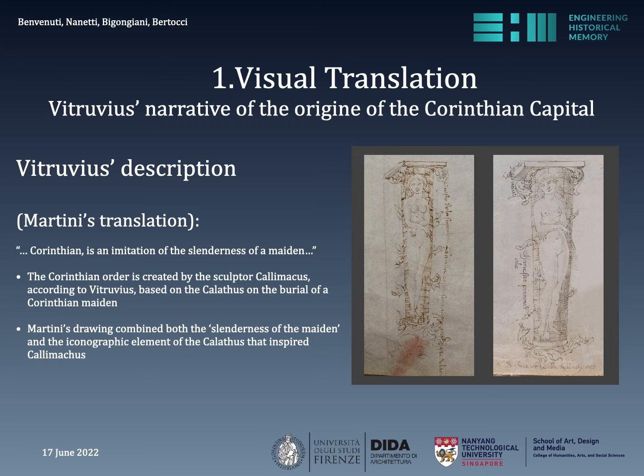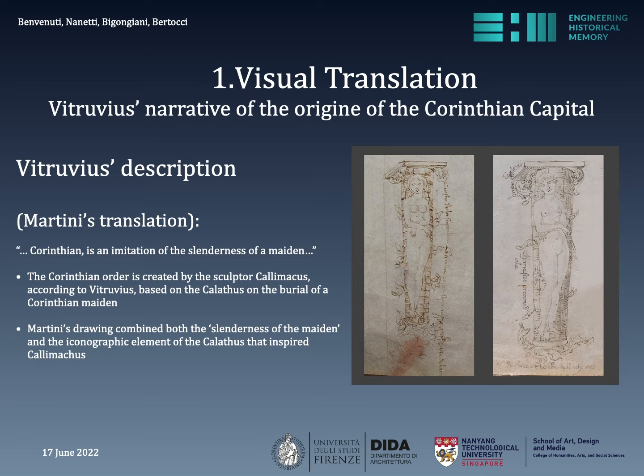Based on Martini's text, the Corinthian order is an imitation of the slenderness of a maiden. The lady's figure depicts the column in the drawings, and the lady is drawn inside a basket surrounded by leaves. The original story describes the burial of a maiden where a vase containing offering was placed over the tomb and covered with a tile. A plant of acanthus grew under, wrapping the vase with its leaves.